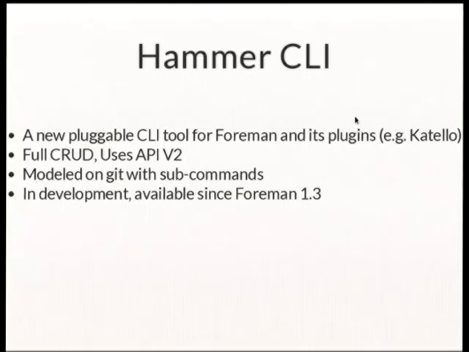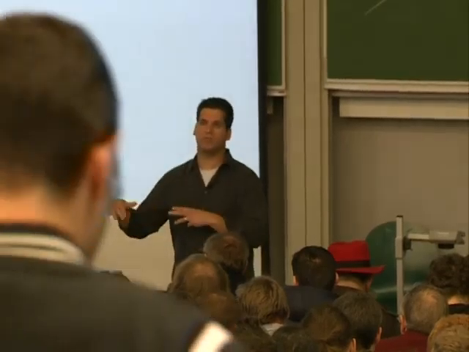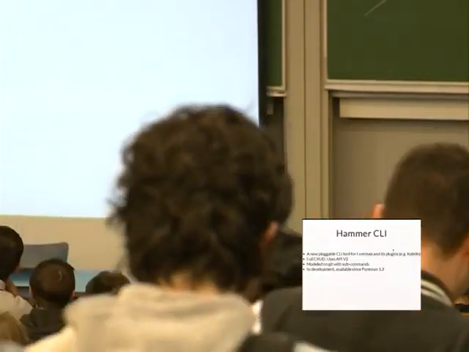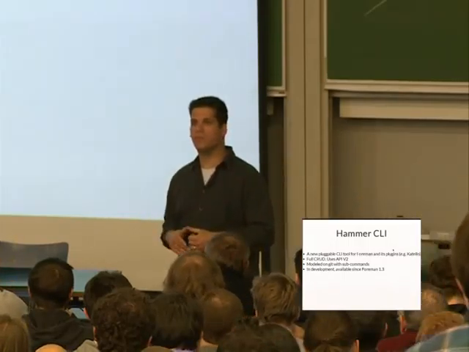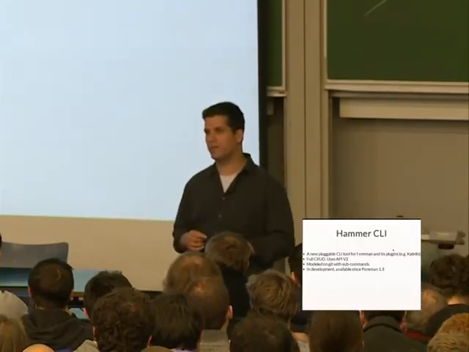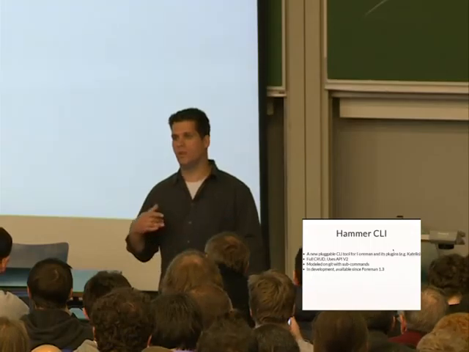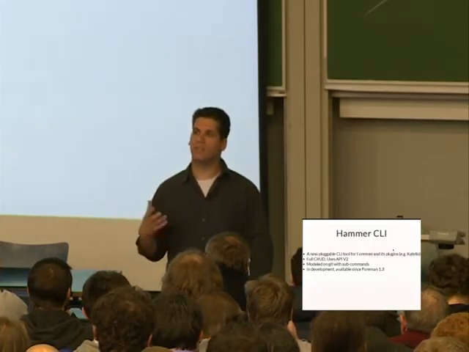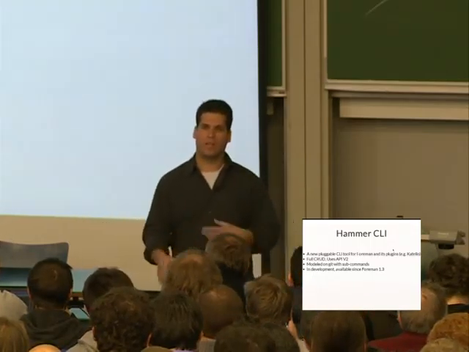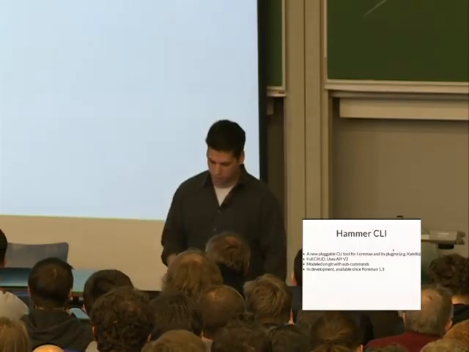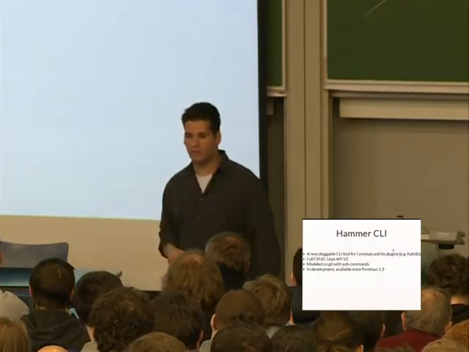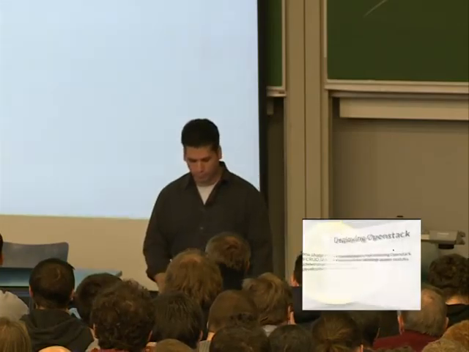We also have a full-featured CLI called Hammer. Similar, we took the approach of Git submodules. So it's Hammer and similar commands. It uses the V2 API, and it's actually built from day one to support Foreman plugins. That means that if you write your own plugin to Foreman, you can actually extend the CLI with a plugin that automatically, dynamically learns from the API the various options that you can consume.